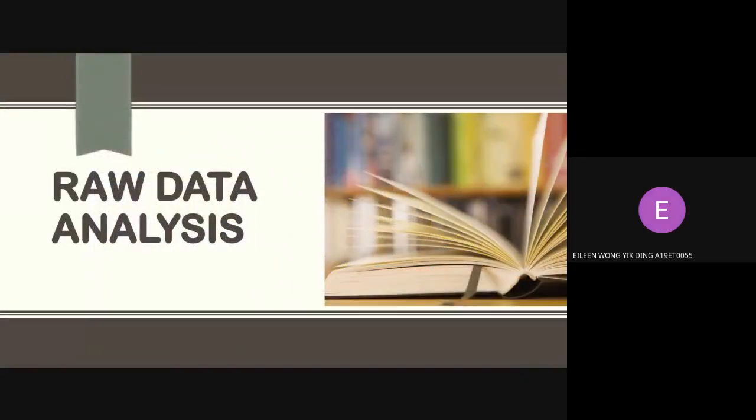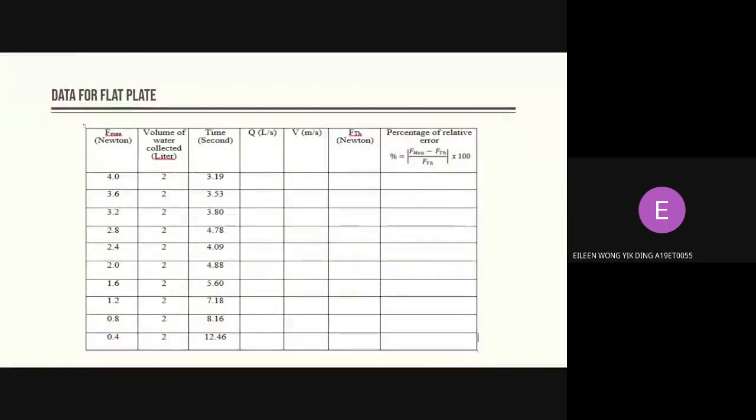The next one is the raw data analysis. This is the data for the flat plate, for which we need to calculate the flow rate, velocity, and the theoretical force, and to calculate the percentage of relative error by using the formula: measured force minus theoretical force, divided by the theoretical force, times 100%.